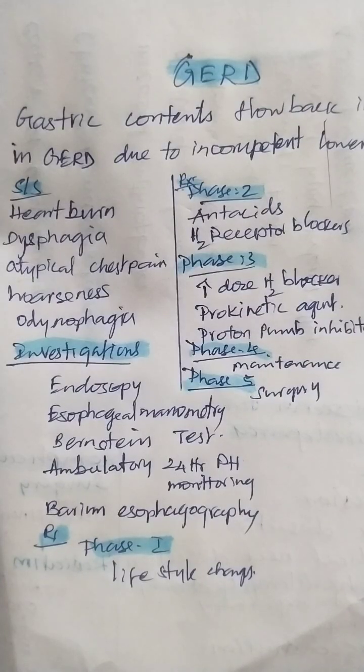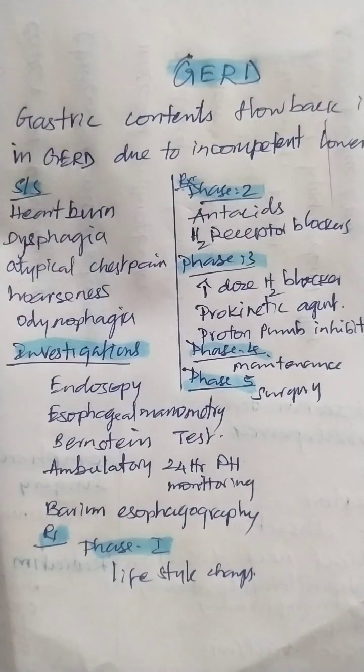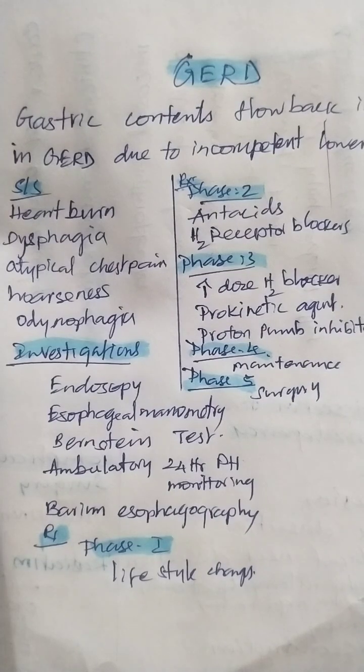Phase 3 treatment, second line drug therapy. Use of high dose H2 blocker, addition of a prokinetic agent, that is metoclopramide, to promote gastric emptying, and addition of a proton pump inhibitor such as omeprazole or lansoprazole to block gastric acid secretion.